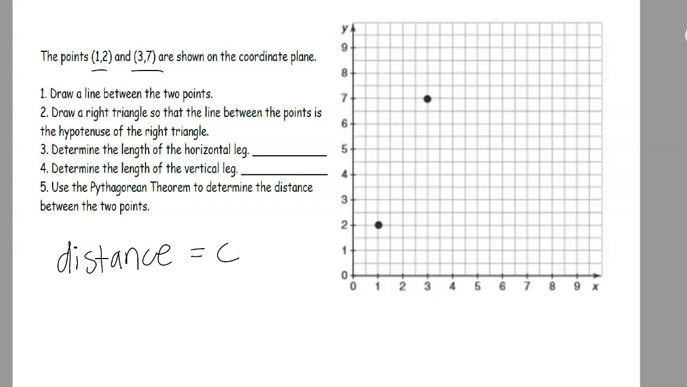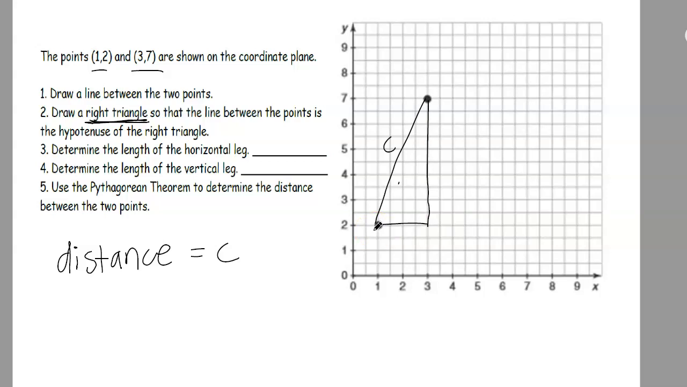They are on the coordinate plane. It says draw a line between the 2 points. So what you're going to do is draw a line between the 2 points, and that is not straight at all. So you're going to draw the line, and that's your C. Automatically, the distance between the 2 points, that's your C. It says to draw a right triangle, so the line between the points is the hypotenuse, okay? So you're going to draw a right triangle, so all the way down till you get to there, and there's your right triangle.